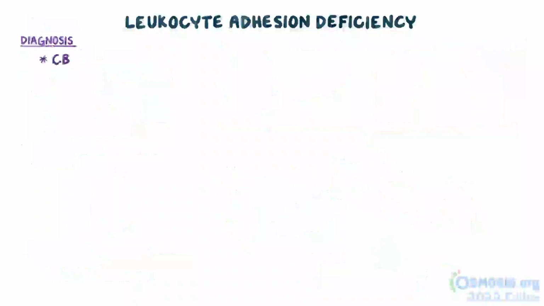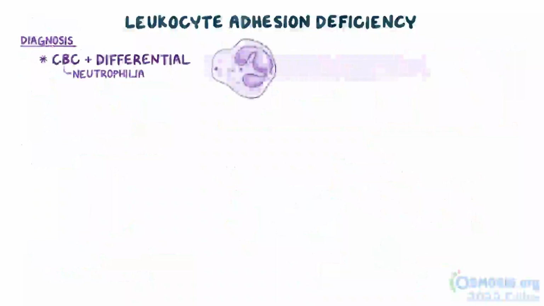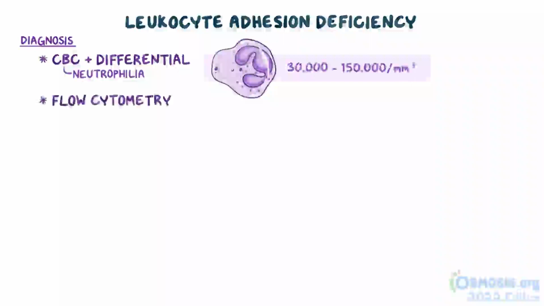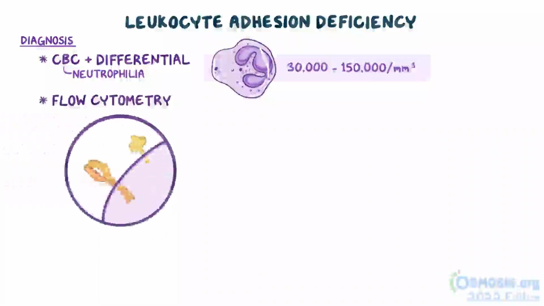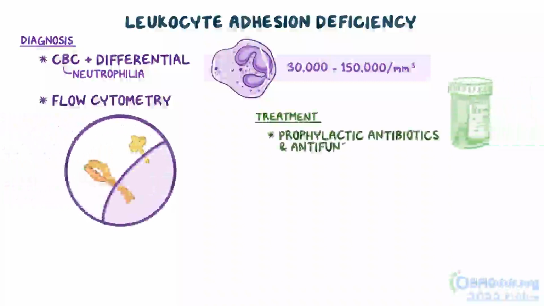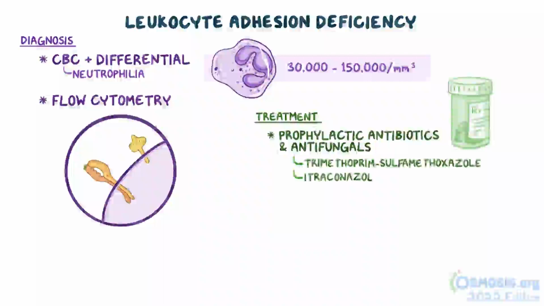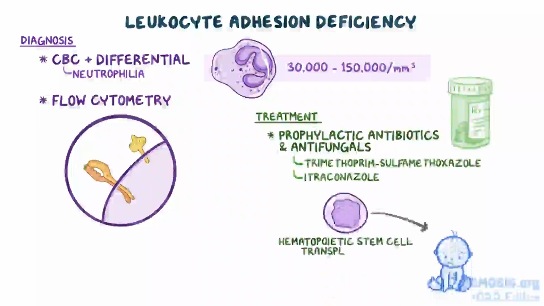Workup begins with the CBC with differential, which typically shows neutrophilia, or a neutrophil count of 30,000 to 150,000 per cubic millimeter, since neutrophils stay trapped in the circulation. So the next step is flow cytometry in order to look for the expression of CD18 or sialyl Lewis X on the leukocyte membrane. Supportive treatment involves prophylactic antibiotics and antifungals, usually trimethoprim sulfamethoxazole and itraconazole. However, the only curative treatment is a hematopoietic stem cell transplant.